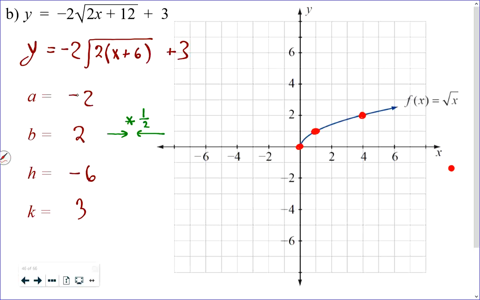So the bottom line is that this key point is going to end up being here. That's a fact. A and B will not move it, but if I move it 6 to the left and 3 up, that's going to be the location of its new home.